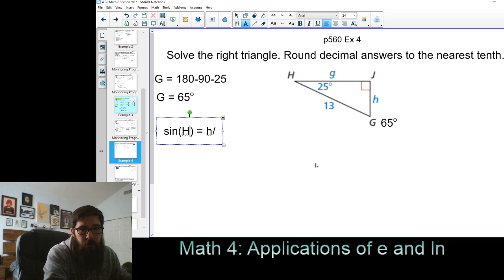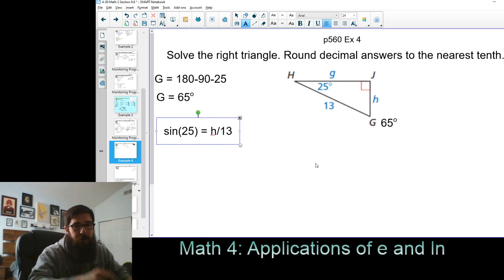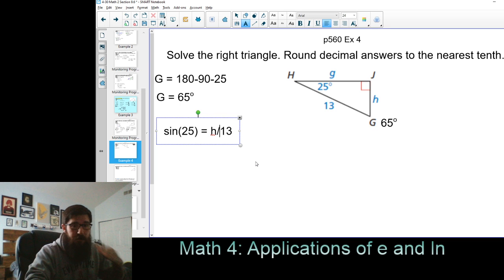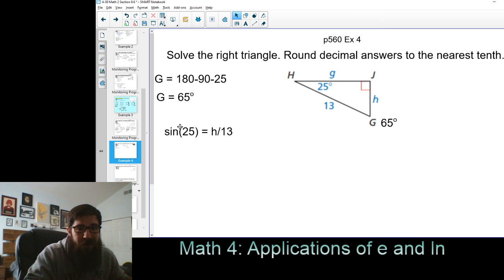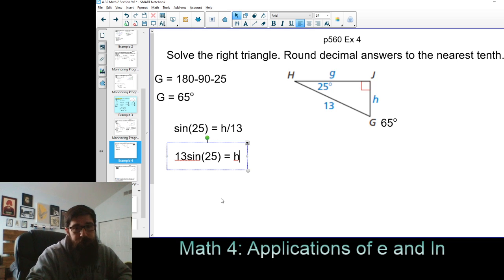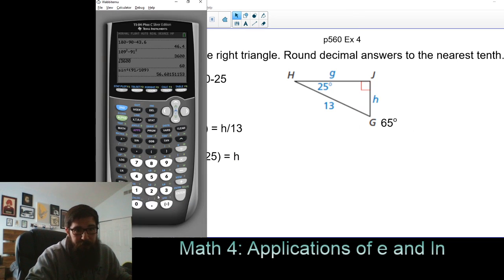We already know that angle is 25 degrees though. So sine of 25 is H over 13. From that 25, my opposite side is the blue H. The hypotenuse is 13. We saw plenty of this sort of stuff last week. What do you do to get basically H by itself here? Multiply both sides by 13. Type it in a calculator. Now it's basically just like one of those last week problems.